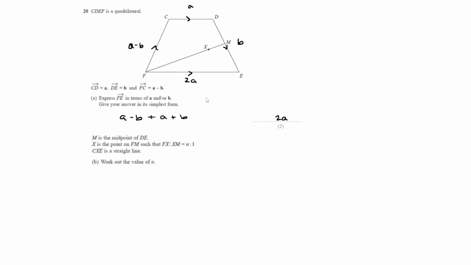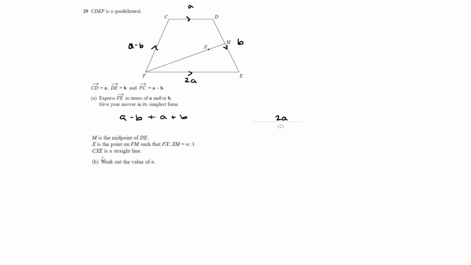Then they've said M is the midpoint of DE. M is often the midpoint, but if you see the letter M and they haven't told you it's the midpoint, then don't assume it is. But it mostly is, but just double check if it says. Sometimes it isn't the midpoint. So don't assume anything is halfway unless they tell you that very specifically. X is the point on FM such that we get this ratio n to 1.